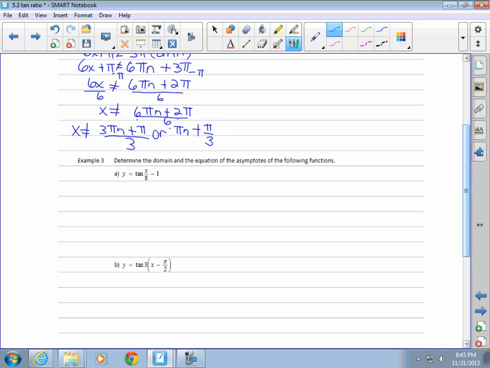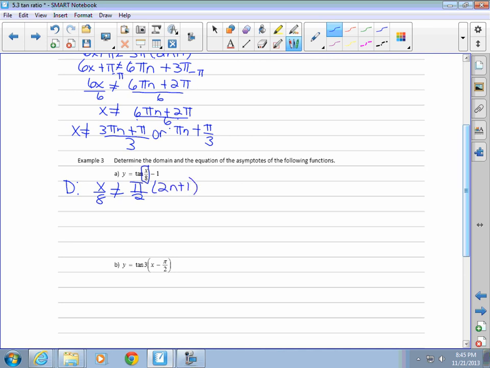So determine the domain and the equation of asymptotes for the following. For these next ones, because we know the range is always the same, we're going to leave it. So for my domain, I always look at what my x was switched out for. So it was x over 8. So x over 8 is not equal to pi over 2 times 2n plus 1.